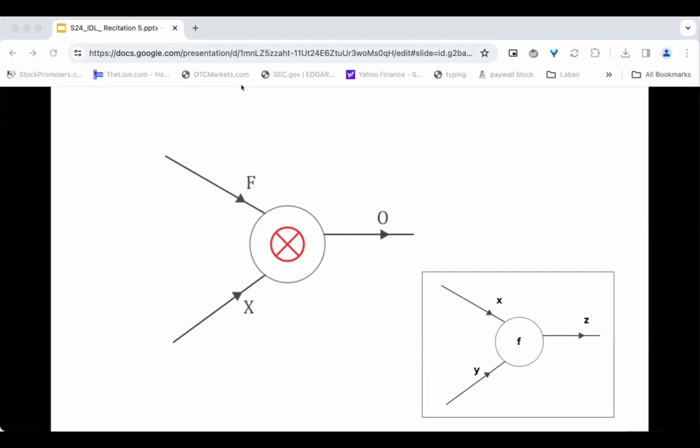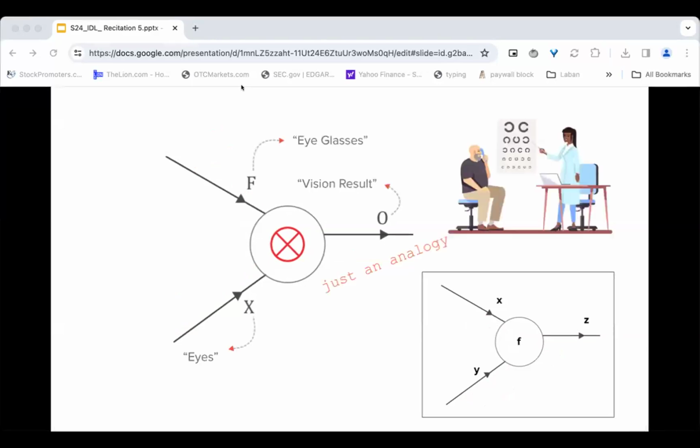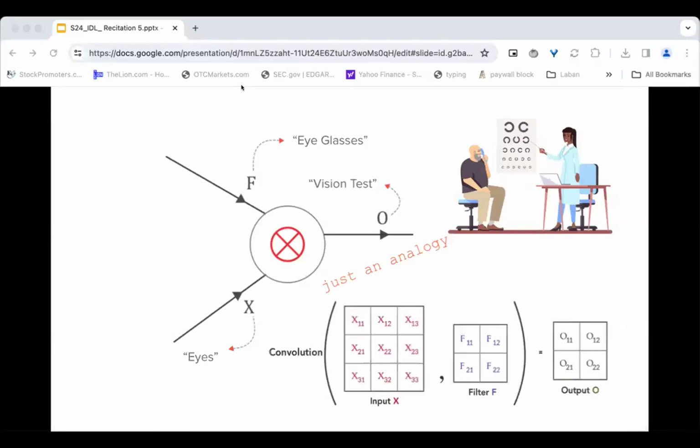Okay, so before we move on, I just want to give an analogy that will be useful as an example later. We can imagine the filter F being like eyeglasses, the input X being your vision, just using your natural eyesight, and output O as your resulting vision with glasses. We'll get back to that.